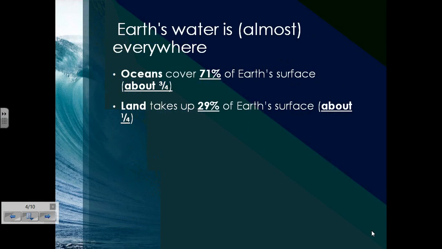Now, let's look at Earth's water as a whole. Now, the oceans cover 71% of Earth's surface. That's roughly about 3/4, probably a little bit less if you're being specific, but 71% is still a large majority. Now, the land takes up a mere 29% of Earth's surface, or about 1/4.